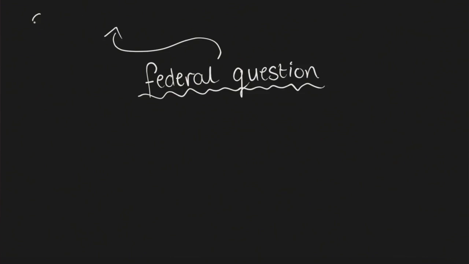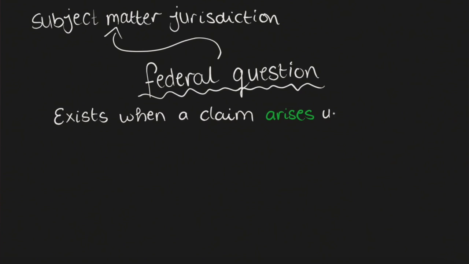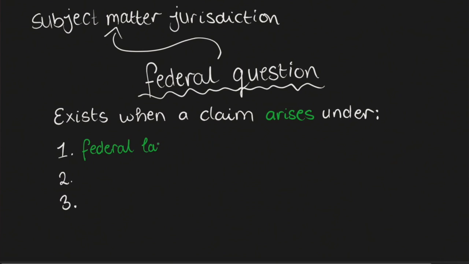Welcome to this lesson on federal question under federal subject matter jurisdiction. So a federal question is really, again, quite simple. And all it requires is that the complaint or the case that is being brought into federal court must arise under federal law, the US Constitution, or a US treaty.